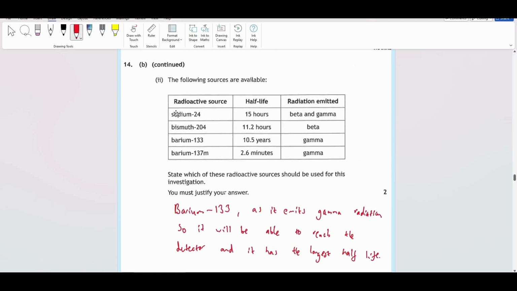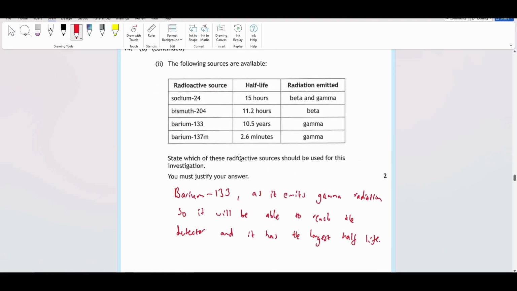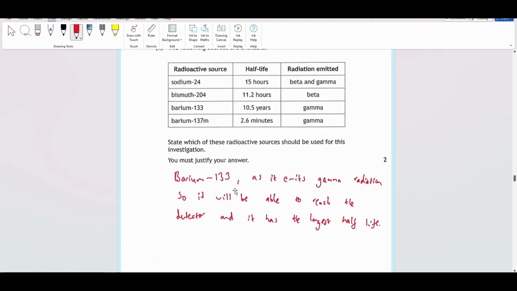So for part two, we need to state which of these radioactive sources should be used for this investigation, and you must justify your answer. So I've written barium-133 as it emits gamma radiation, so it will be able to reach the detector, and it has the longest half-life. The reason why it needs a long half-life is because if it kept on decreasing, then we'd have to keep replacing the source every short period of time.